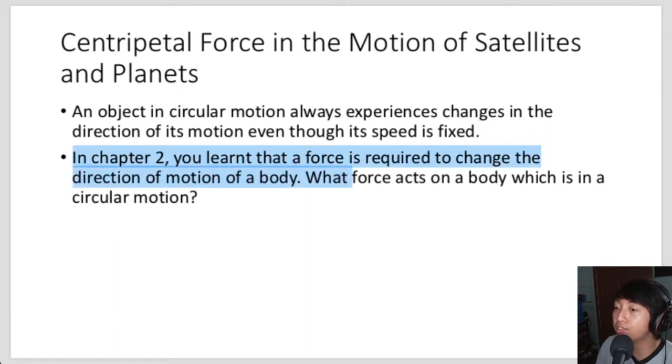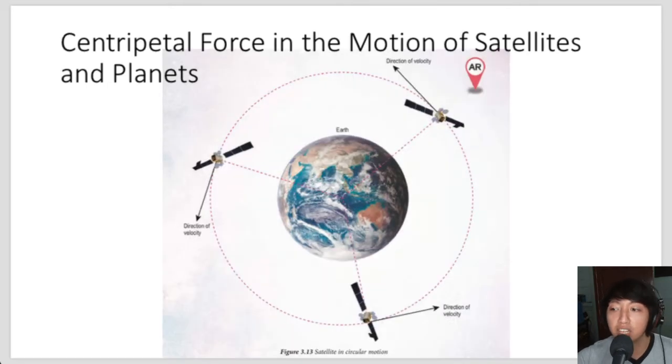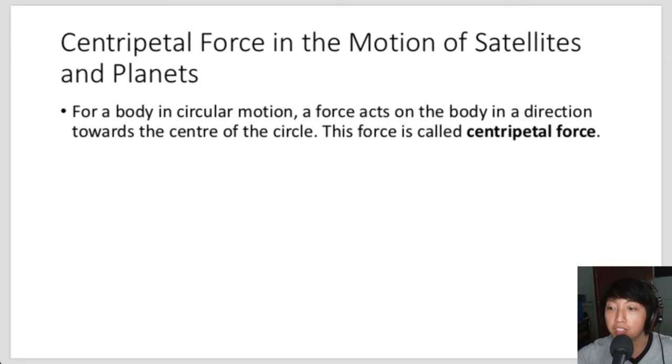In chapter 2, and actually in Form 2, in the chapter about force, you learn that a force is required to change the direction of motion of a body. The question is, what force acts on a body which is in a circular motion? We talk about that. It's the force of gravity that is acting on this circular spinning object. So for a body in circular motion, a force acts on the body in a direction towards the center of the circle.